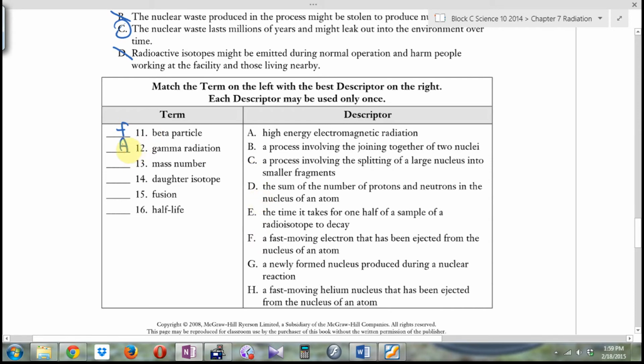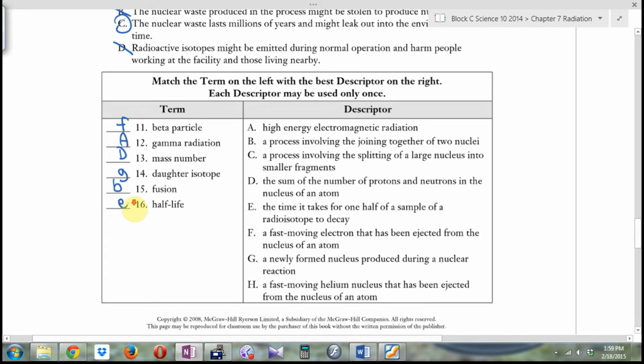Mass number, D, the sum of the number of protons and neutrons. Daughter isotope is the product, G, the newly formed nucleus. Fusion, combining small atoms into larger atoms. Is that B? And half-life, E. Is it FADGB? Is that right? 1 mark each.